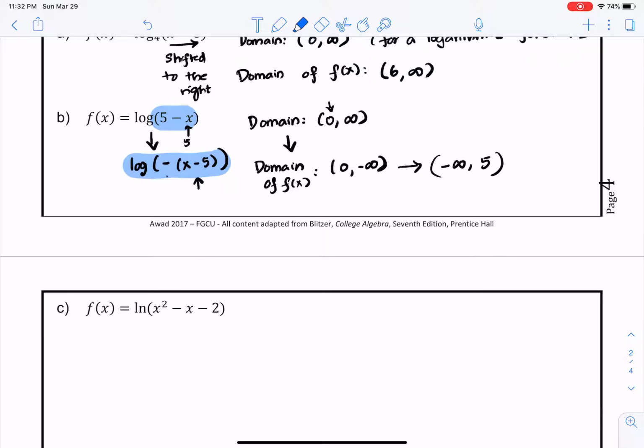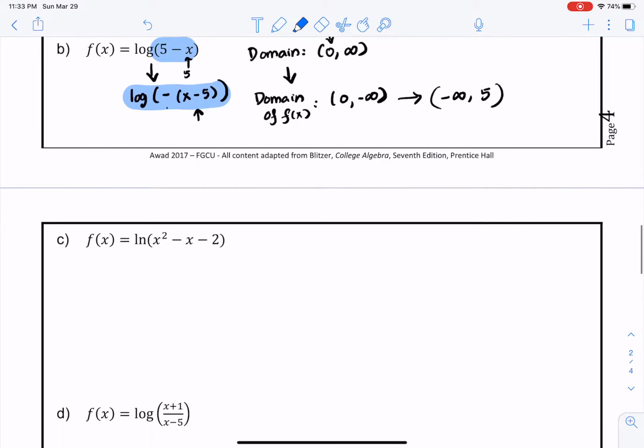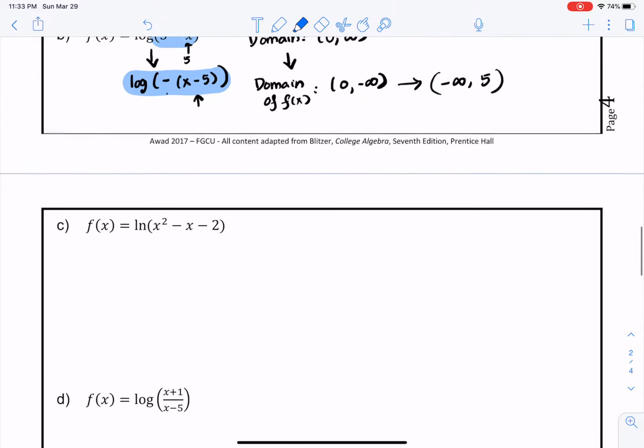If I picked a number greater than 5, for instance 6 for x, then I'd get log of 5 minus 6, which is negative 1. And we can't take the log of a negative number. So the domain here is negative infinity.